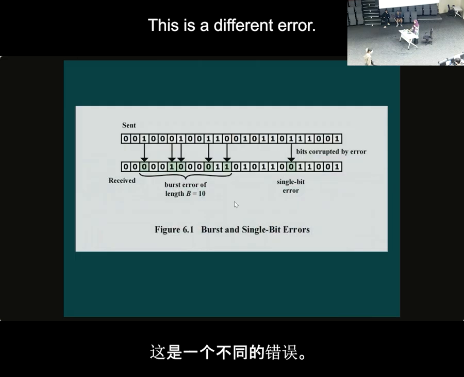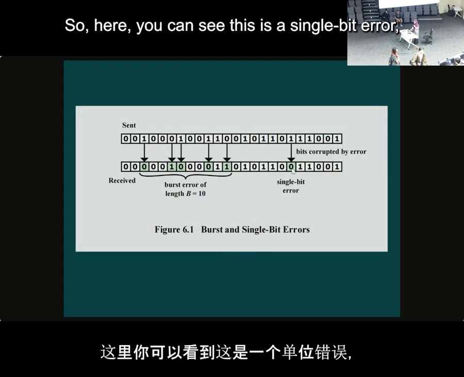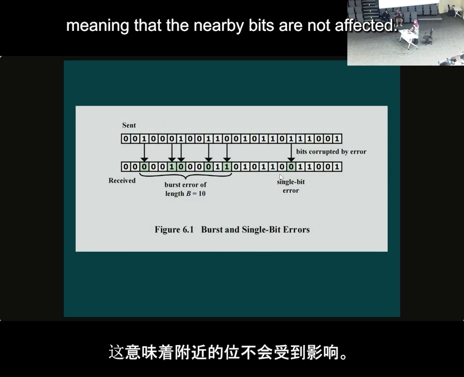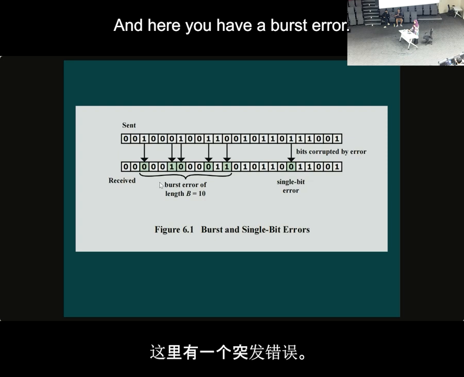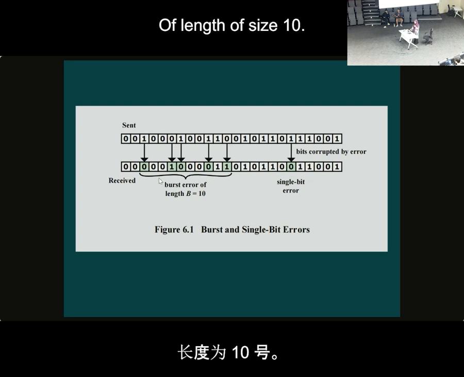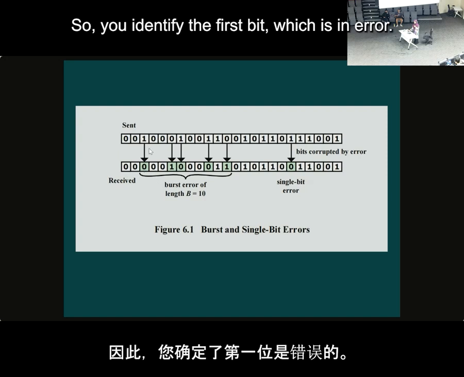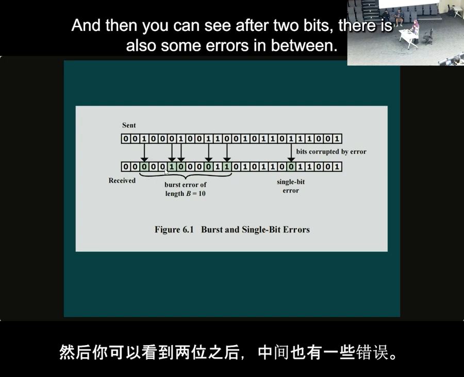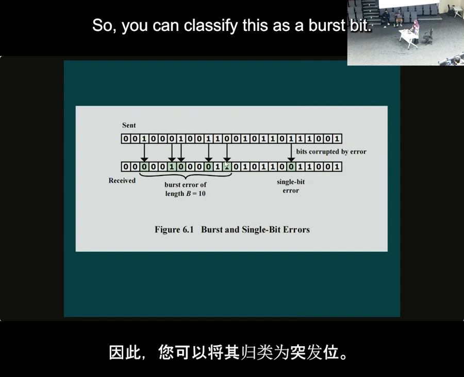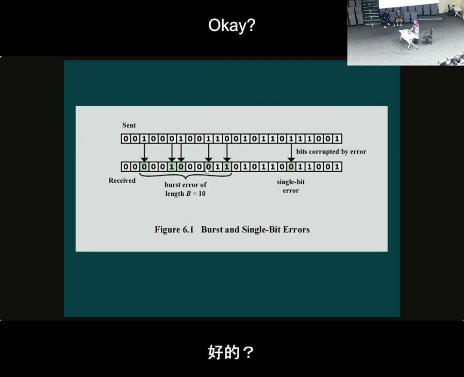So this is the difference. Here, you can see this is a single bit error, meaning that the nearby bits are not affected. And here you have a burst error of length 10. You identify the first bit which is in error, and then after 2 bits, there are also some errors in between. So you can classify this as a burst error.